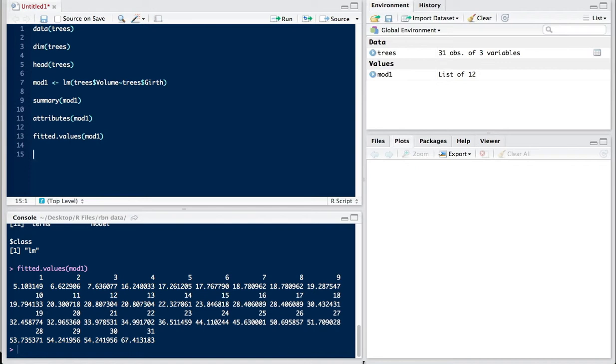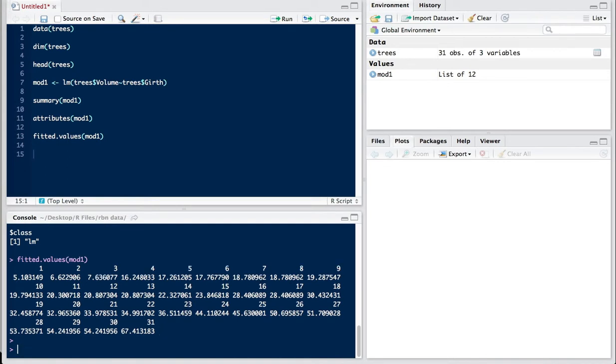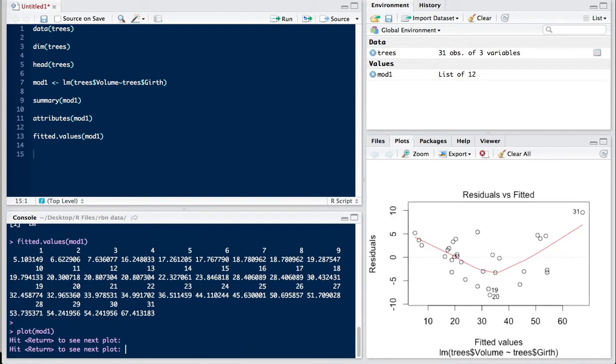So what I'm going to do is just go down to my console. I find this particular command easier to run from the console, and I'm just going to say plot(mod1). And I get a plot here of the residuals, that is the difference between the observed and the predicted, against the value of the fitted values in our regression.